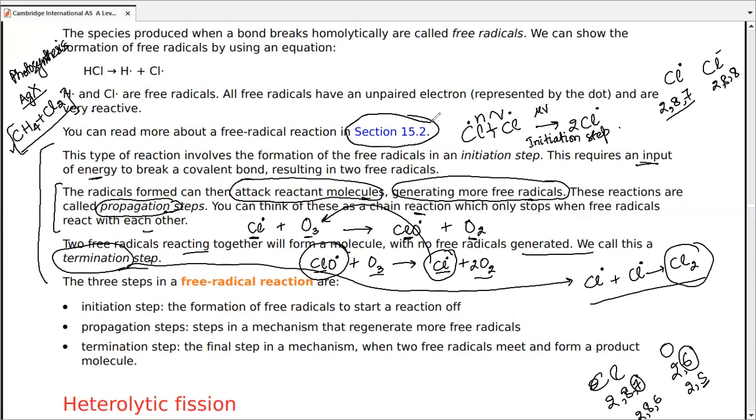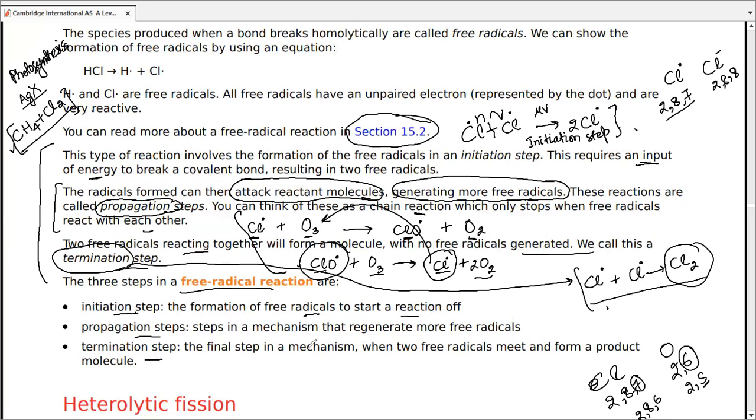This is what has been pointed out over here. Now, if I summarize all of this, there are three steps. An initiation step, in which free radicals start off a reaction. The initiation step may also discuss the production of free radicals themselves, right? This was the initiation step for us. These two were the propagation steps for us. This was the termination step for us. Propagation steps in the mechanism regenerate more free radicals, like this one is doing. It is regenerating more and more free radicals.